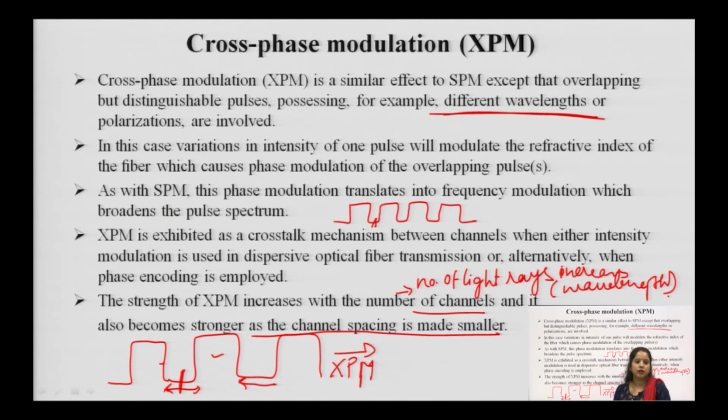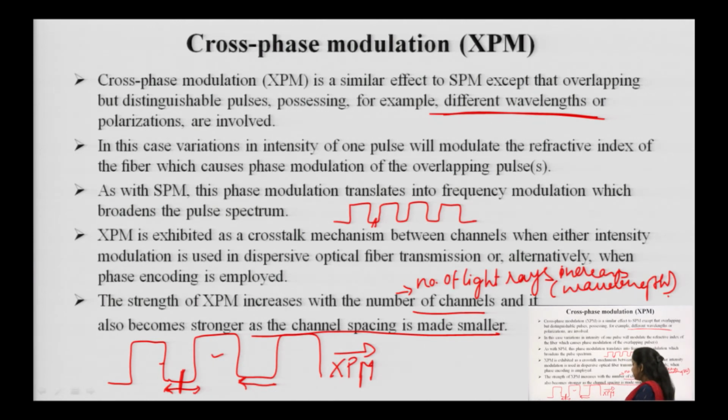So, what we have learned in this particular part is that if we have to reduce the XPM type of Kerr nonlinear effect in optical communication, then we have to reduce the number of channels, because that means the number of wavelengths of light rays entering into the fiber should be less, and channel spacing should also be less.